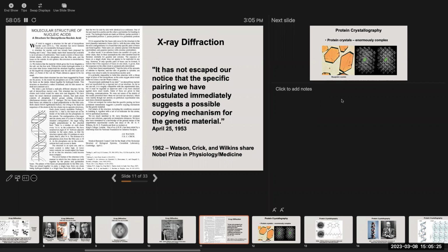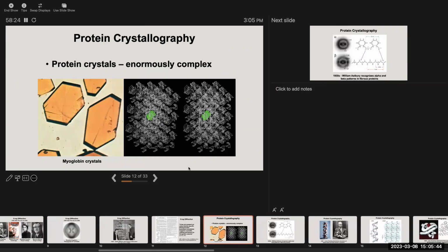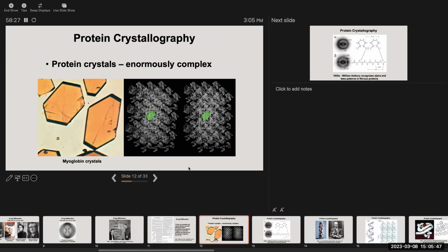So that's the story of the use of X-ray diffraction to determine the 3-dimensional structure of DNA and how important and revolutionary that was. X-ray crystallography was also important in determining protein structure, but it took a few more years to solve the 3D structure of a protein, because it turns out that proteins are way more complicated even than DNA, way more complicated than nucleic acids.